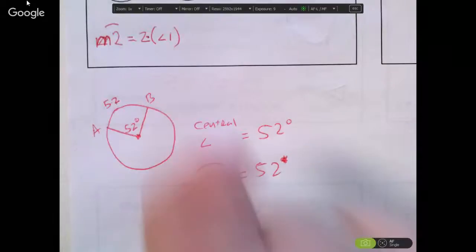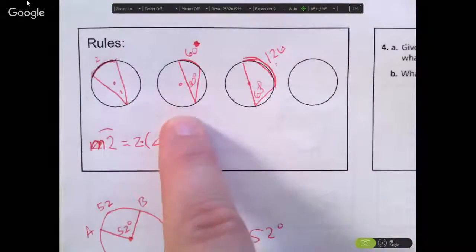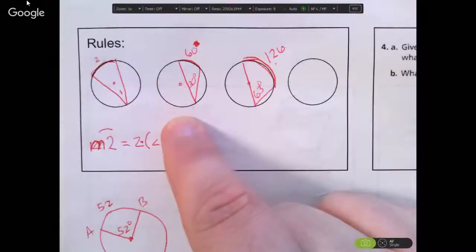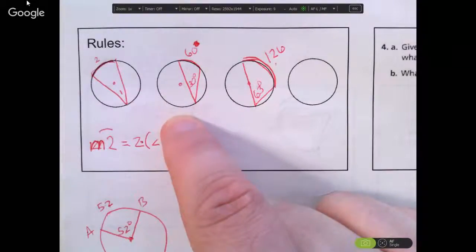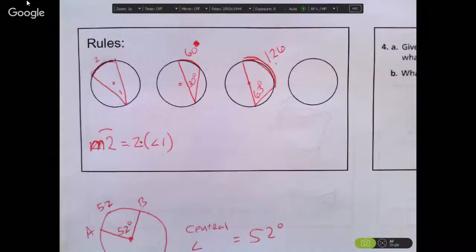So going back to number 2, you said? Okay. Is 60 the central angle, even though it doesn't have to be the central point? Yes. So 60 is the central angle.